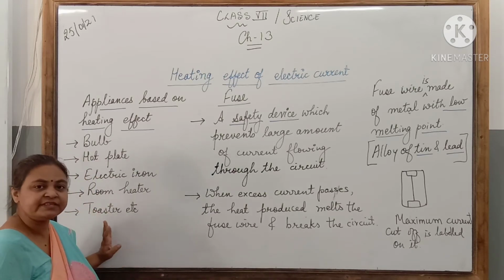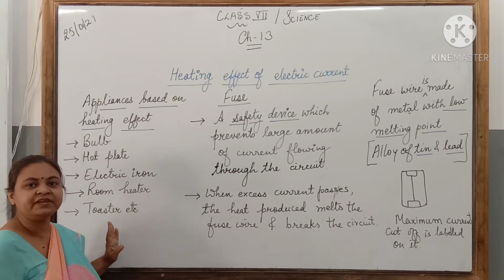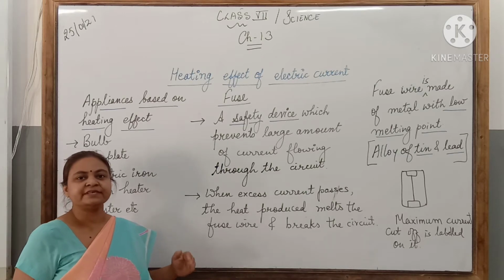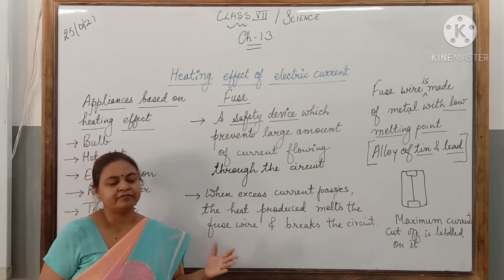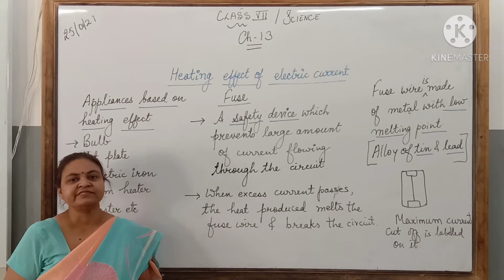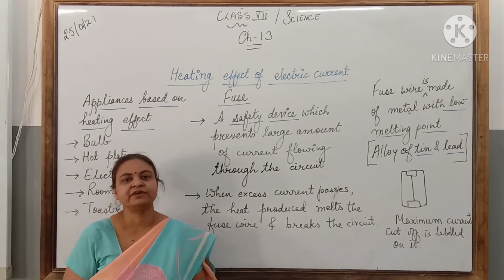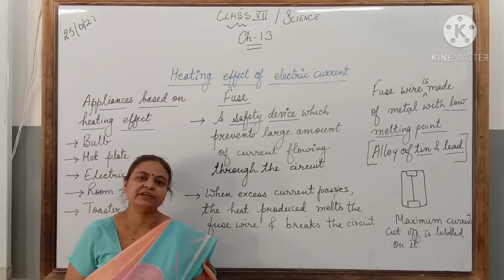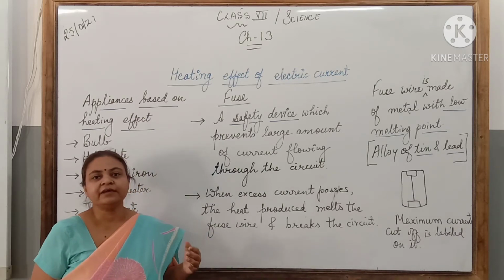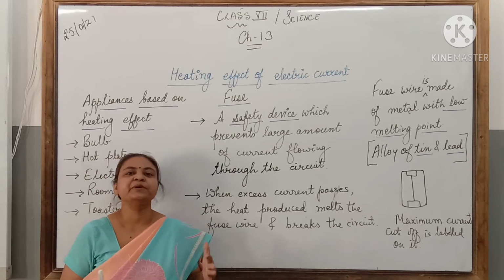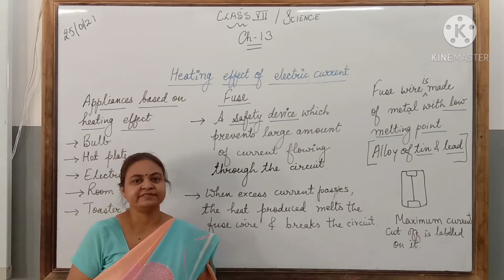Now, based on this heating effect only, we have a safety device also. Sometimes it happens that a large amount of current may pass through the circuit. Suddenly there is a fluctuation of the voltage and a high amount of current passes. Then it is possible that it may damage the appliances in our homes.